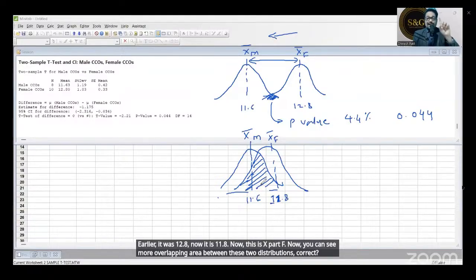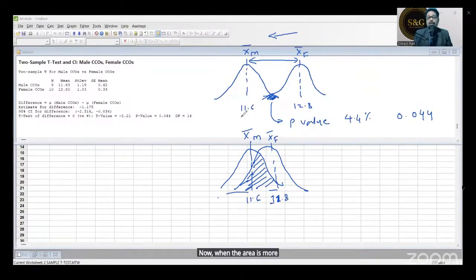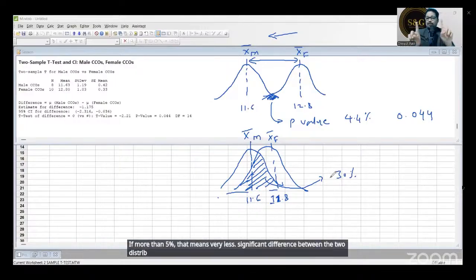Now, when the area is more, earlier the area was only 4.4%. This might be around 30%. So whenever that area is more than 5%, that means very less significant difference between the two distributions. Are you clear with this analogy?